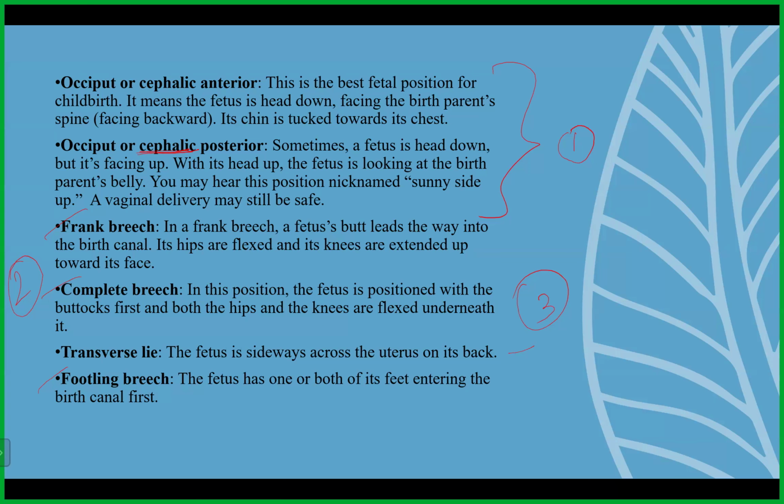In breech, the buttocks of the baby is towards the birth canal. In such case, when the hips and knees are flexed, it is known as complete breech. If the hips and knees are in extended up position, it is frank breech. And in footling breech, one foot will be in the birth canal. Then transverse lie is the fetus is lying transversely in the uterus.